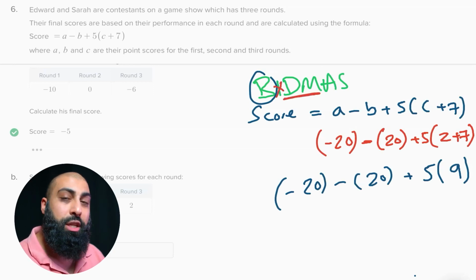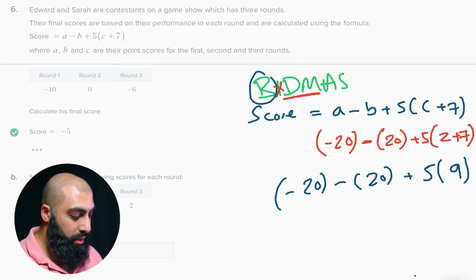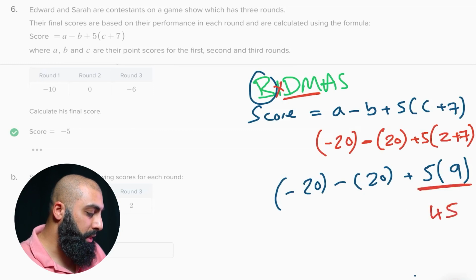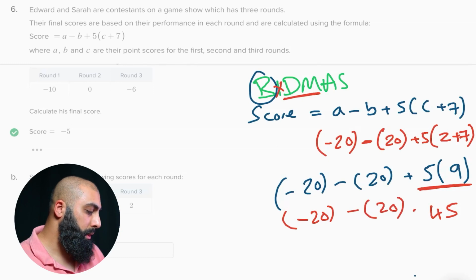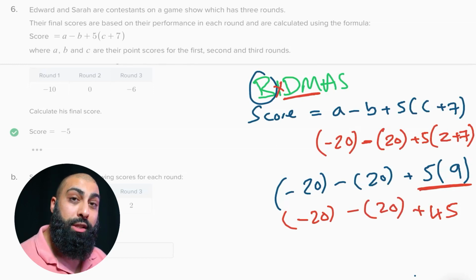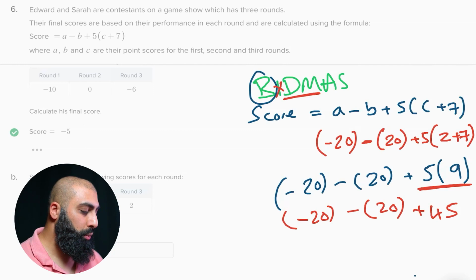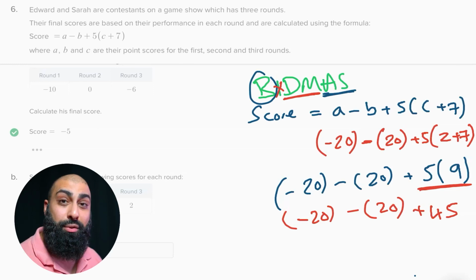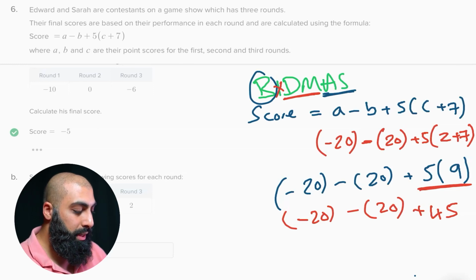Do we have any multiplication or division? Yes, I have multiplication. So let's do that from left to right. We've got 5 times 9 here, so that's 45. I've still got my negative 20 minus 20 plus 45. Now, I need to do my addition and subtraction from left to right, okay? So from left to right, I'm just going to do my addition and subtraction.